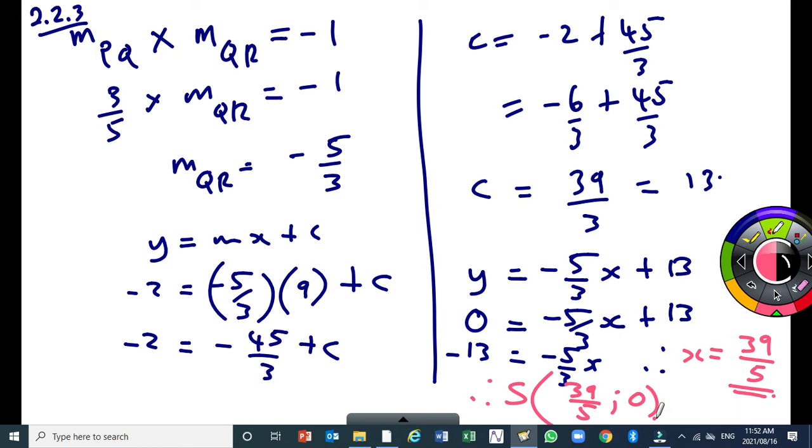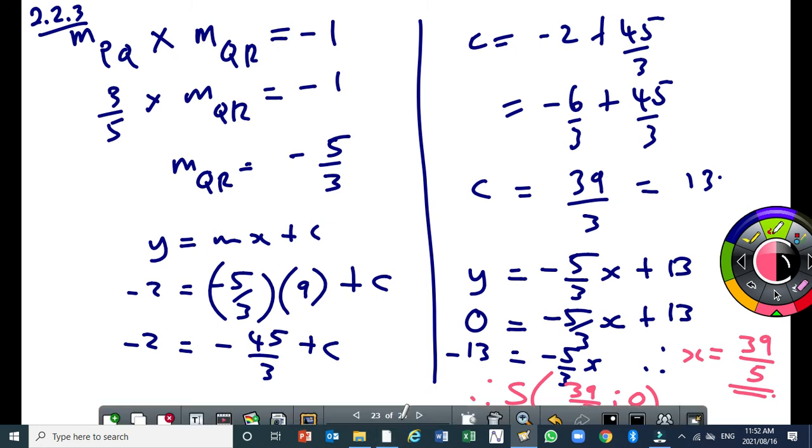Okay, and then you are done. So 39 over 5 is 7.8. No, if we round it off, don't round it off. It will be incorrect if you round it off.